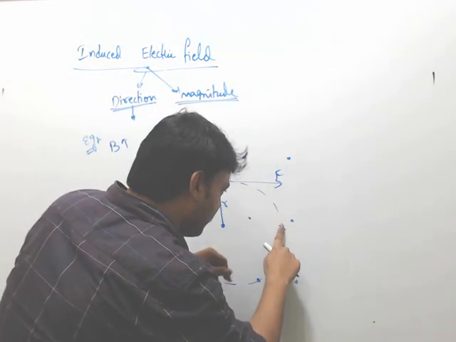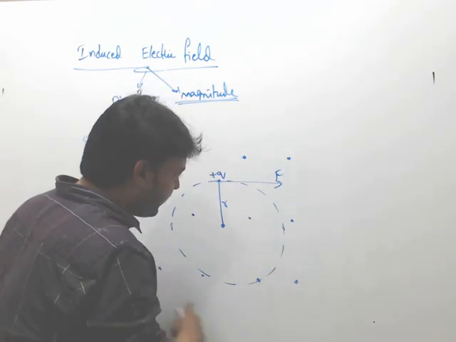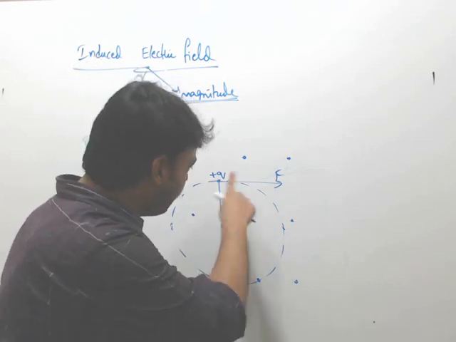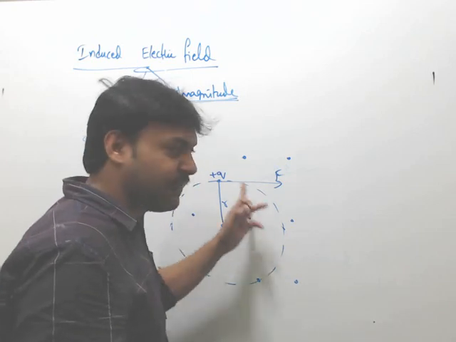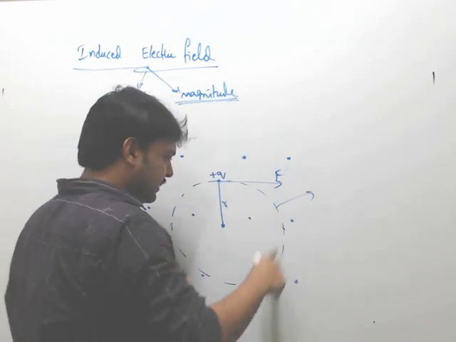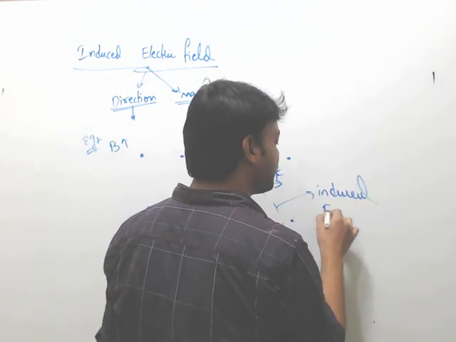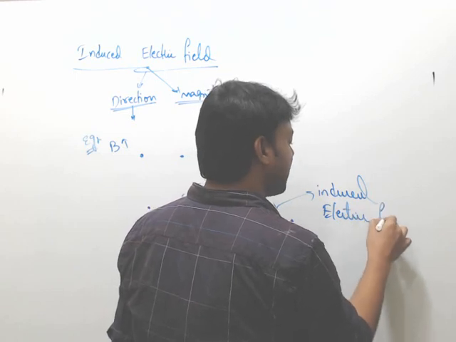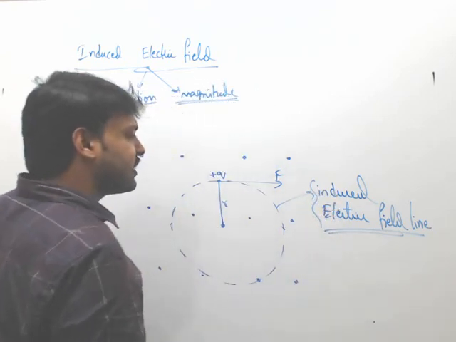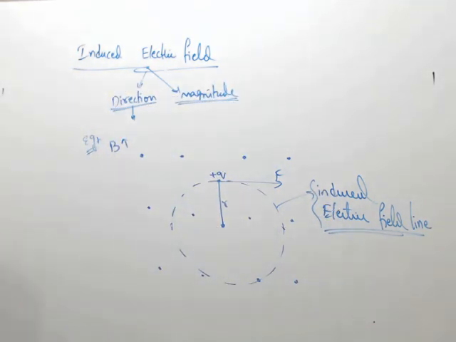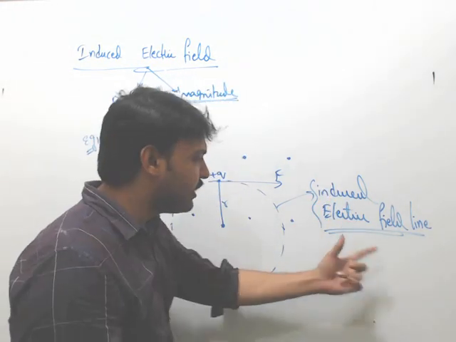Next, one more thing. Now let us extend the discussion. Concentrate. These dotted lines, is it a loop or is it the induced electric field direction? It is the induced electric field direction. So I can tell this loop is called an induced electric field line. Induced electric field line. So this is not just a loop, this is an induced electric field line.